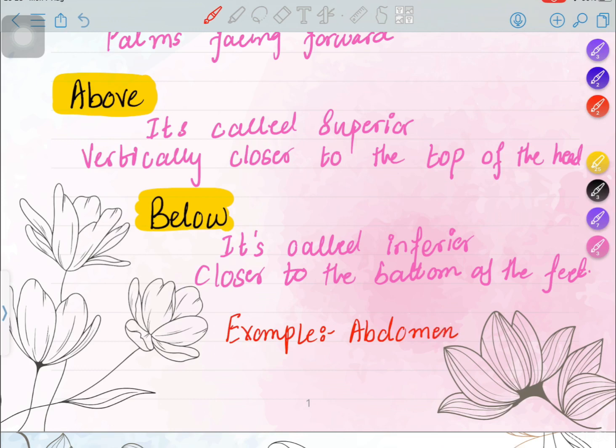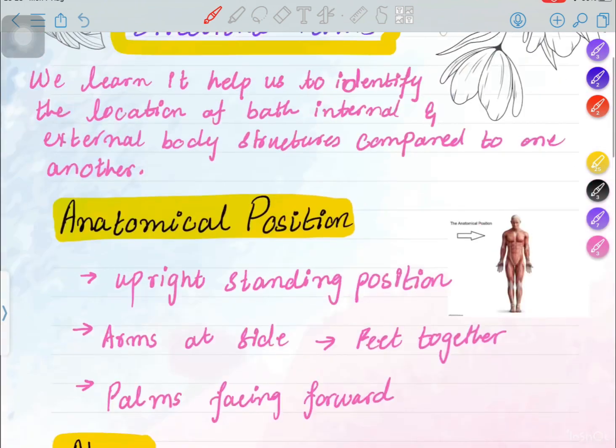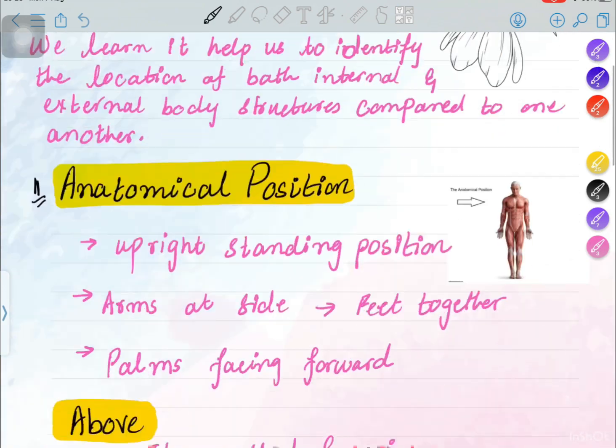If I talk about the abdomen, normally people don't know what the abdomen is. Abdomen is not the stomach. Abdomen is superior to what? Exactly, it is superior to the pelvis, the hip bone. I can say that my abdomen is superior to the hip bone, but it is inferior to what? Exactly, it is inferior to my chest.